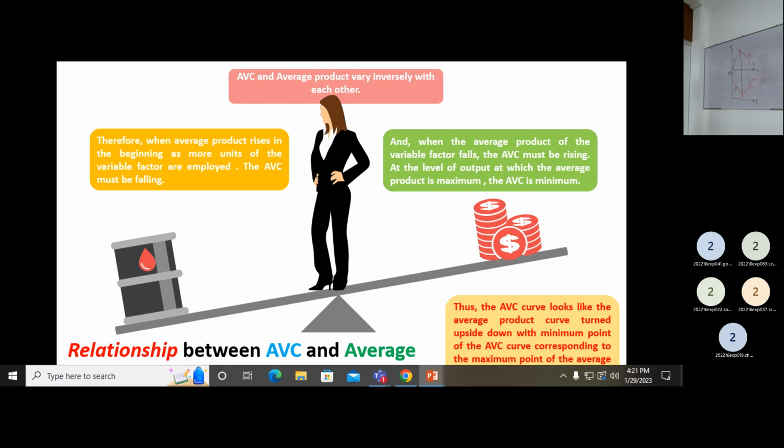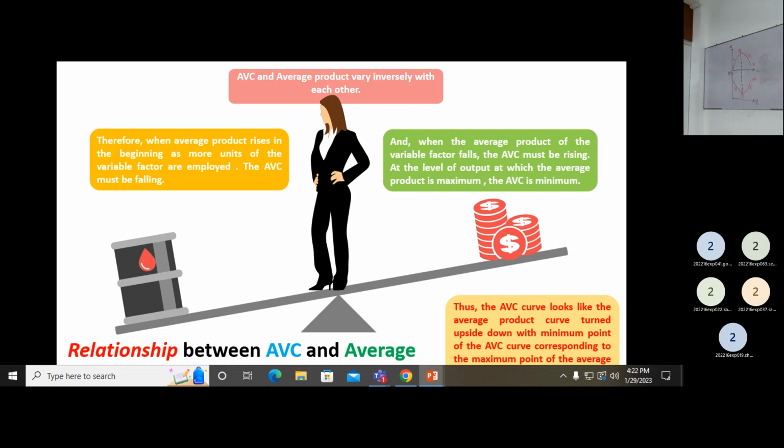Now, this is the relationship. When this increases, this decreases. When this reaches its maximum point, average variable cost reaches its minimum point. When it starts decreasing, average variable cost starts increasing, which means they go in opposite ways, right? Therefore, the relationship is negative. That's what it says here: average variable cost and average product vary inversely. Inversely means negative relationship with each other.